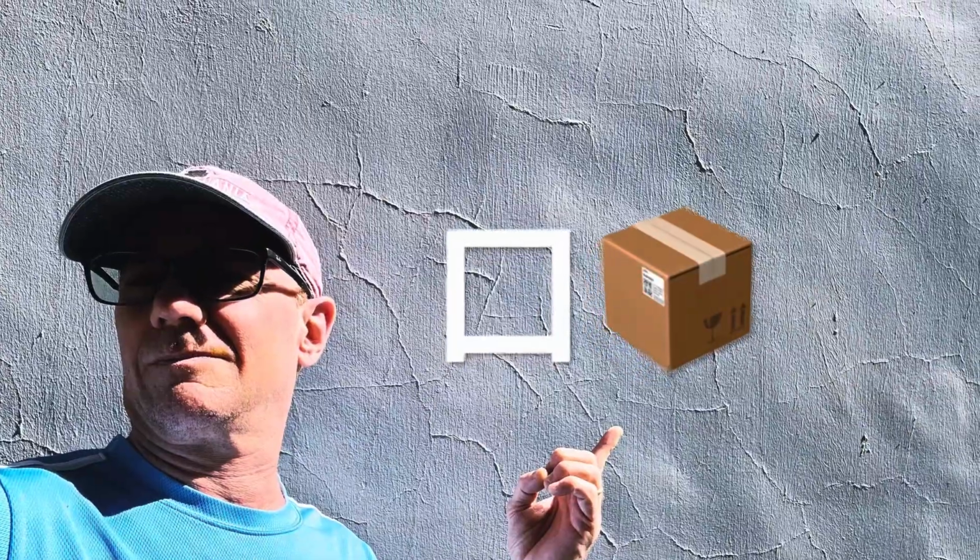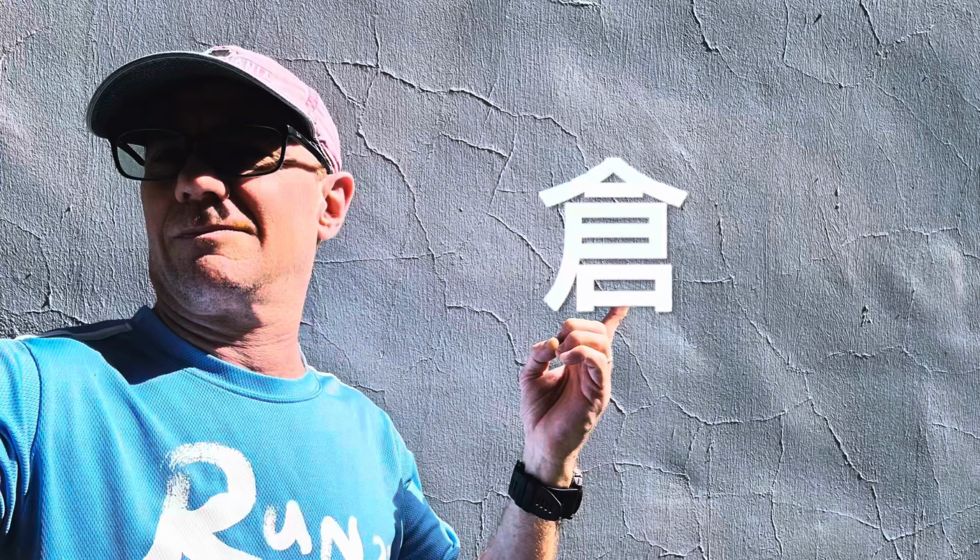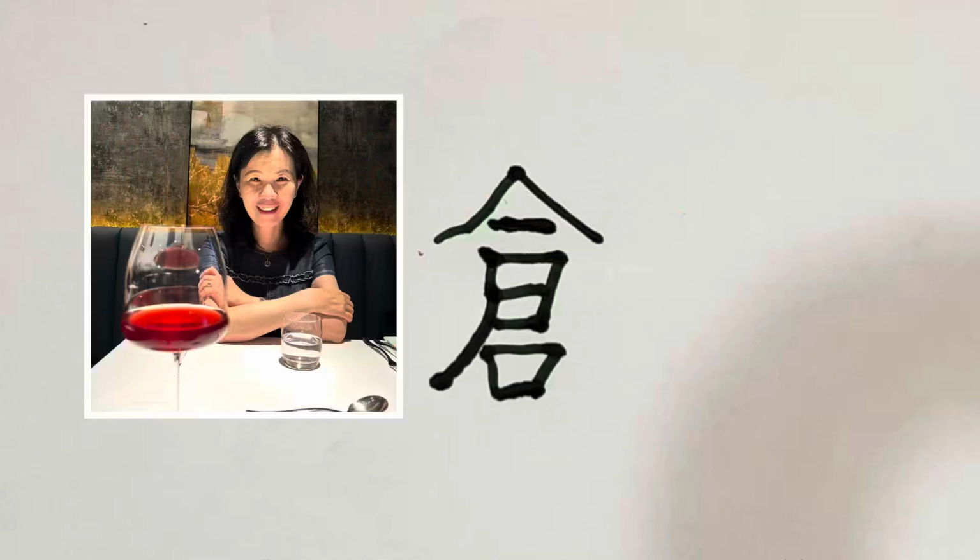Mouth radical kind of makes sense because a lot of those storehouses store food, and you put food in your mouth. Or think of the kou as a box in the warehouse. Tsangku. Here's Tsang one more time. Very good, honey. Wife approved.